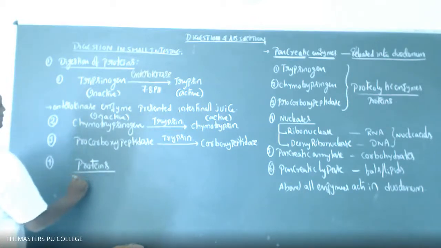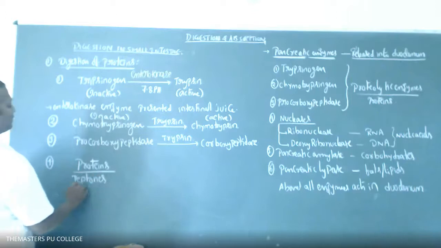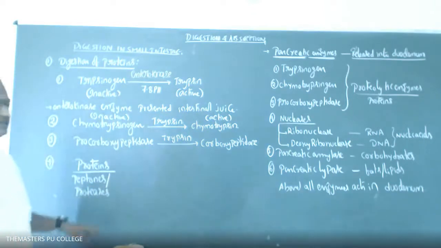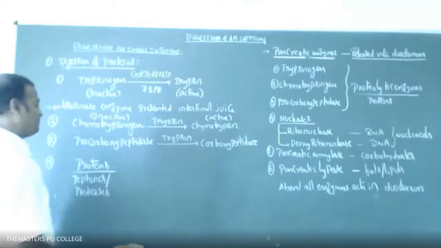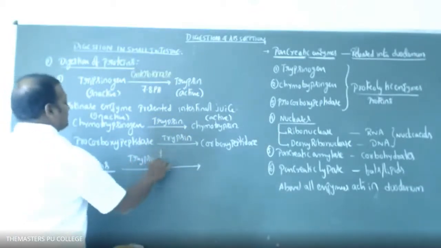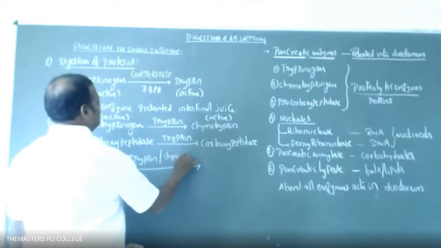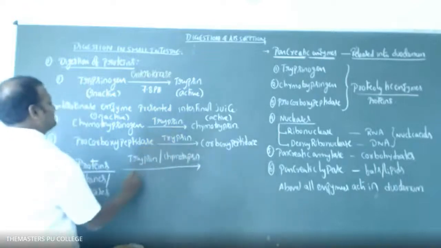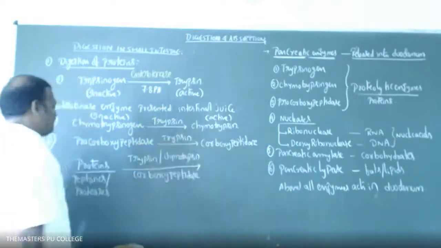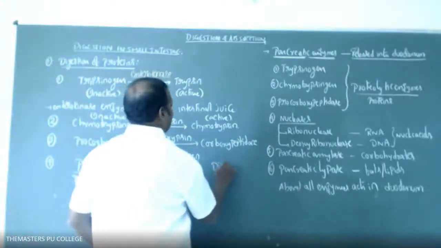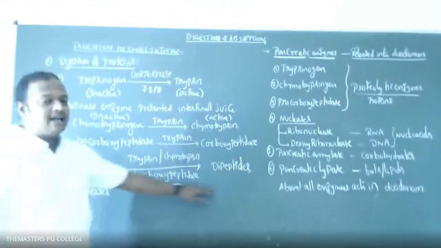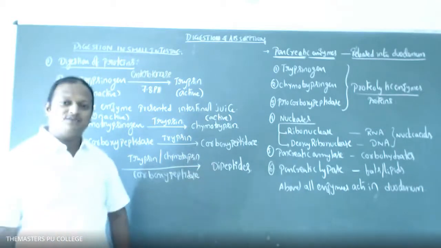and peptones and proteases. Where are the peptones and proteases formed, students? Stomach. So by the influence of the enzymes trypsin, chymotrypsin, and carboxypeptidase, all are converted into dipeptides. So in this fourth reaction, protein digestion is completed, students.